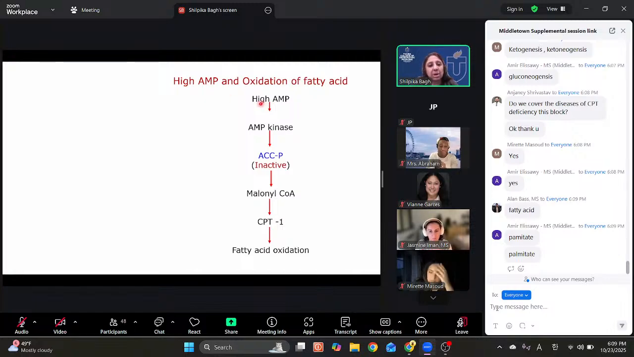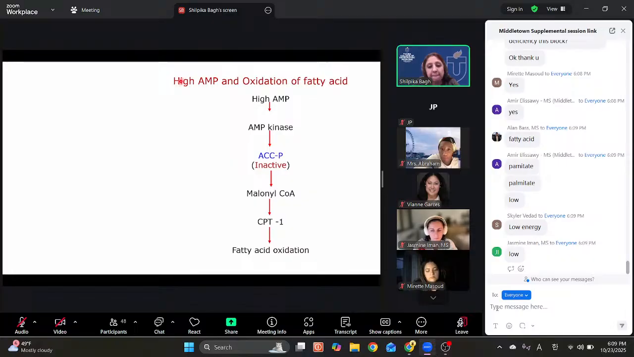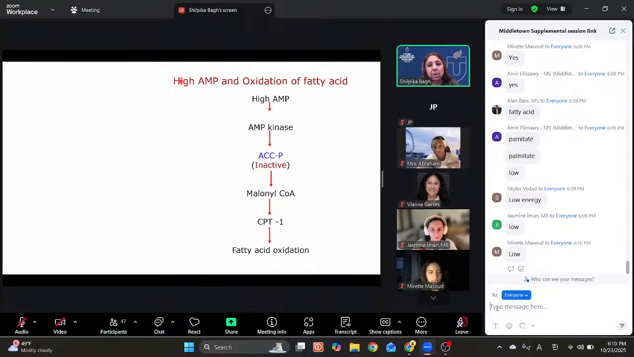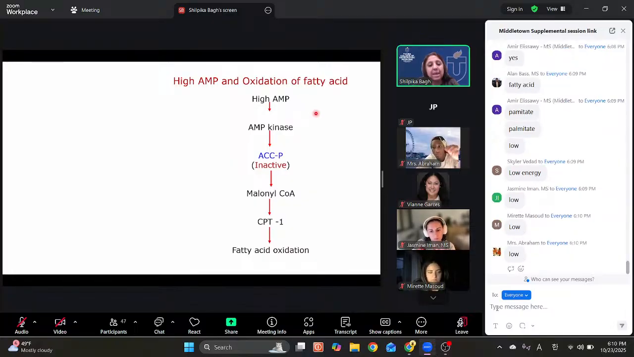You tell me, when you are in high AMP, are you in a good energy status or a low energy status? Right, you are in a low energy status. And actually, calcium and AMP are hormone independent mechanisms. This is how they work. They can directly activate or inactivate the enzyme. They are hormone independent mechanisms. So AMP, through AMP kinase, is phosphorylating ACC.